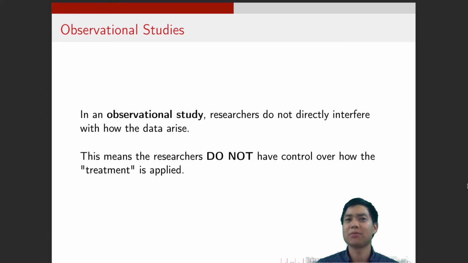All right, so let's start with observational studies. In an observational study, researchers don't directly interfere with how the data arise. That is, as the name might suggest, they just observe from afar. And so that's great for collecting data, but it also means that the researchers do not have control over how the treatment is applied. A lot of times you'll see in observational studies the names treatment group and control group are still used even though there isn't an actual application of the treatment on the part of the researchers. But yeah, in these, basically the researchers aren't interfering directly, they're just seeing data as it comes up.